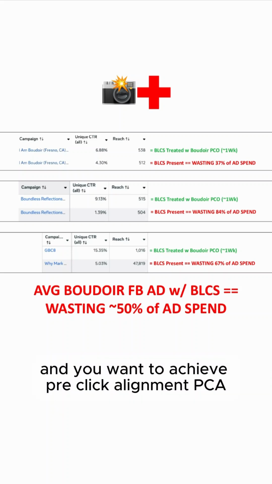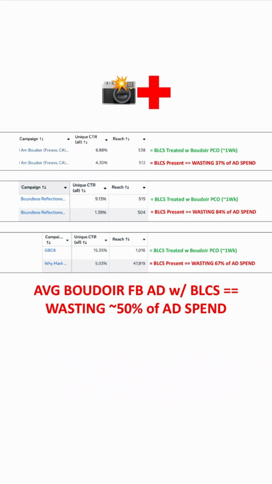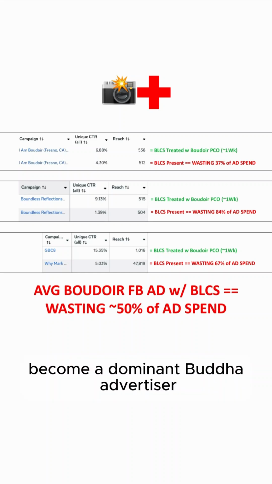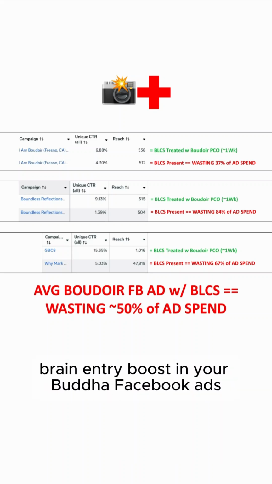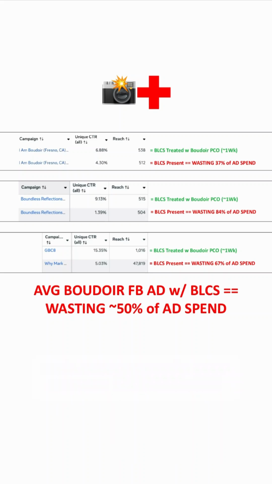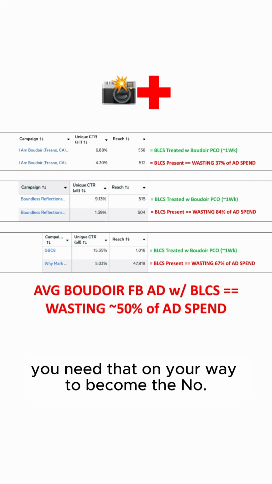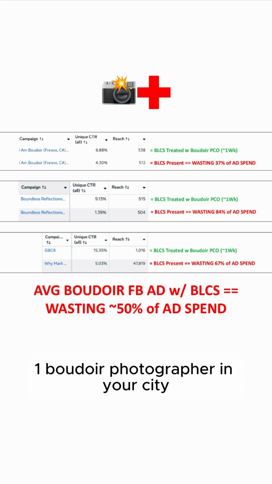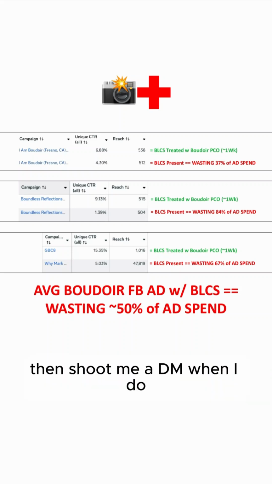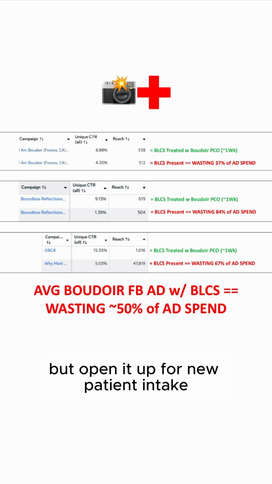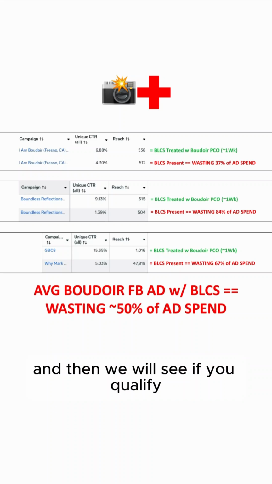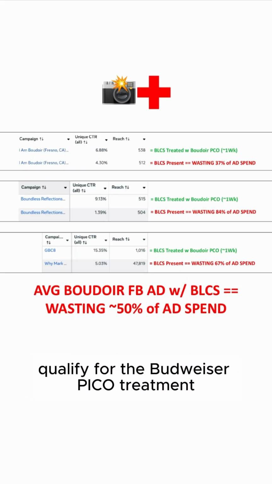And you want to achieve pre-click alignment, PCA, become a dominant boudoir advertiser, and have boudoir brain entry boost in your boudoir Facebook ads, because you need that on your way to becoming the number one boudoir photographer in your city. Then shoot me a DM when I do open it up for new patient intake. Right now I do not have that open, but when I open it up for new patient intake, we will see if you qualify for the Boudoir Pico treatment.